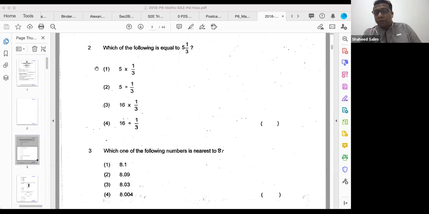Next one now. We try now. Which one is equal to 5 and 1/3? Akil, you got the answer for the first one. You understand, right, Akil? Okay. 5 and 1/3. There's no plus here.